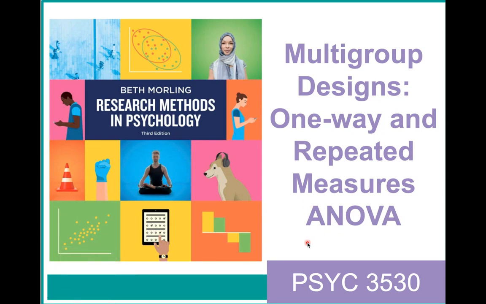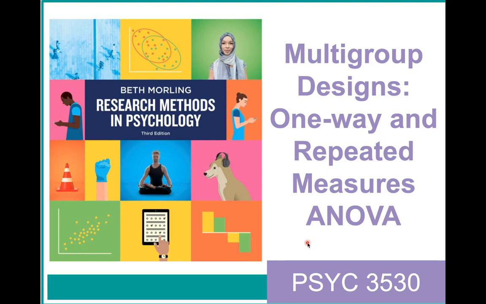All right. Hello, everyone, and welcome back to Psych 3530. This week, we are discussing the beginning of multi group designs. This will include one way as well as repeated measures, what we call ANOVA statistics.